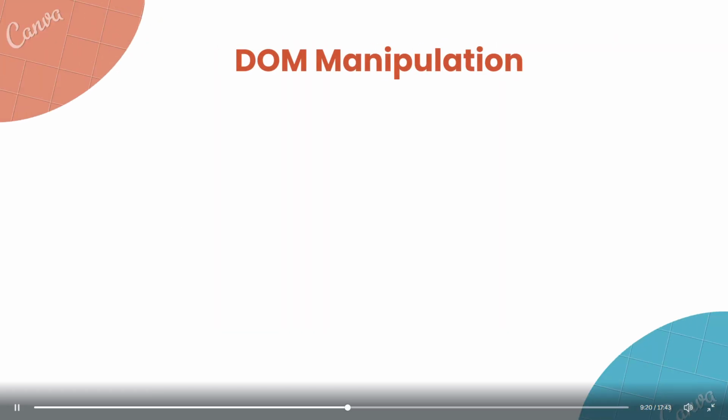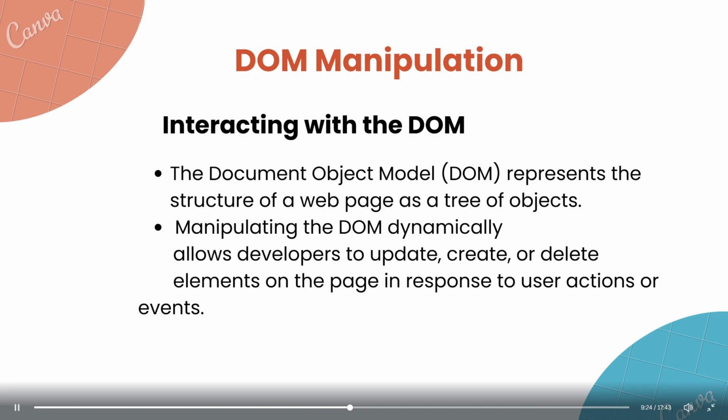DOM manipulation. Interacting with the DOM. DOM stands for Document Object Model. The Document Object Model represents the structure of a web page as a tree of objects. Manipulating the DOM dynamically allows developers to update, create, or delete elements on the page in response to user actions or events.